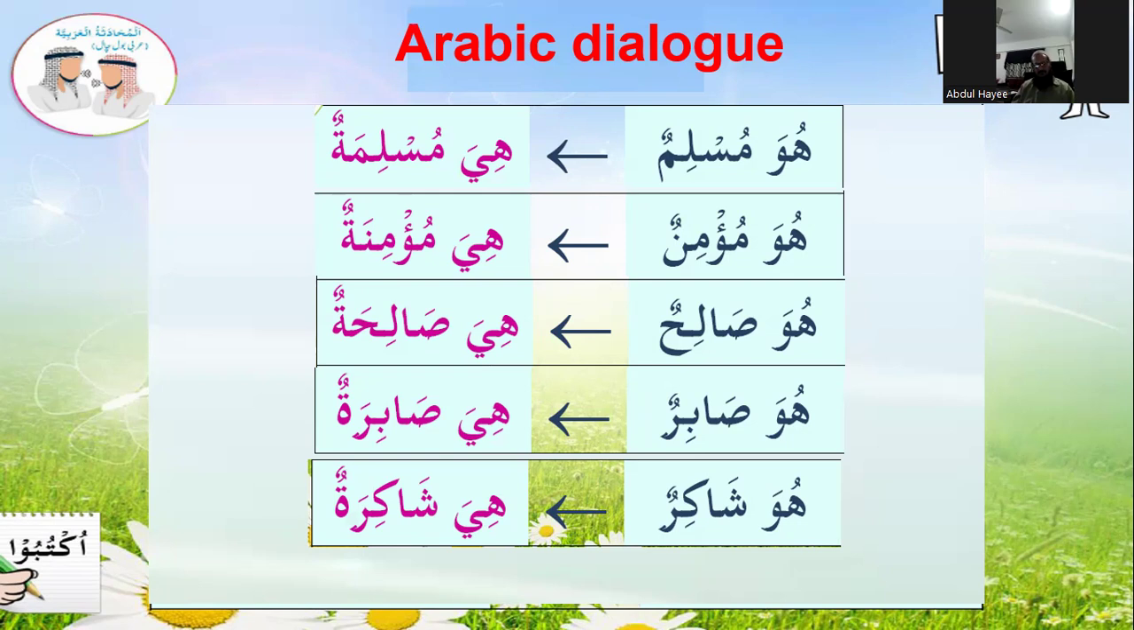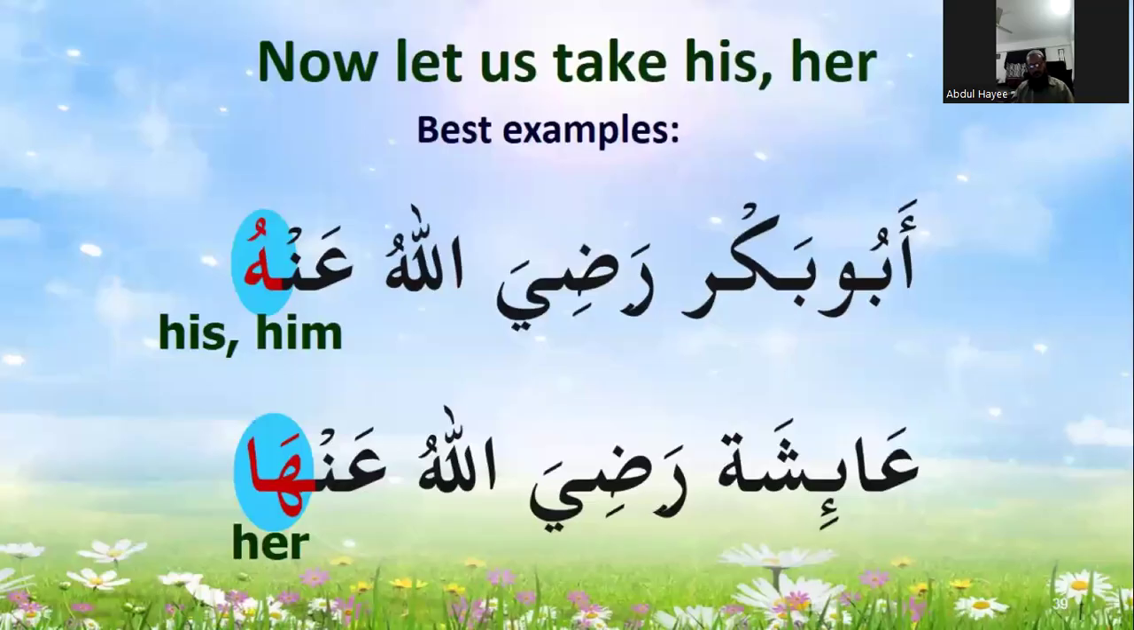Huwa mu'minun, hiya mu'minatun. Huwa salihun, hiya salihatun. Huwa sabirun, hiya sabiratun. Huwa shakirun, hiya shakiratun.